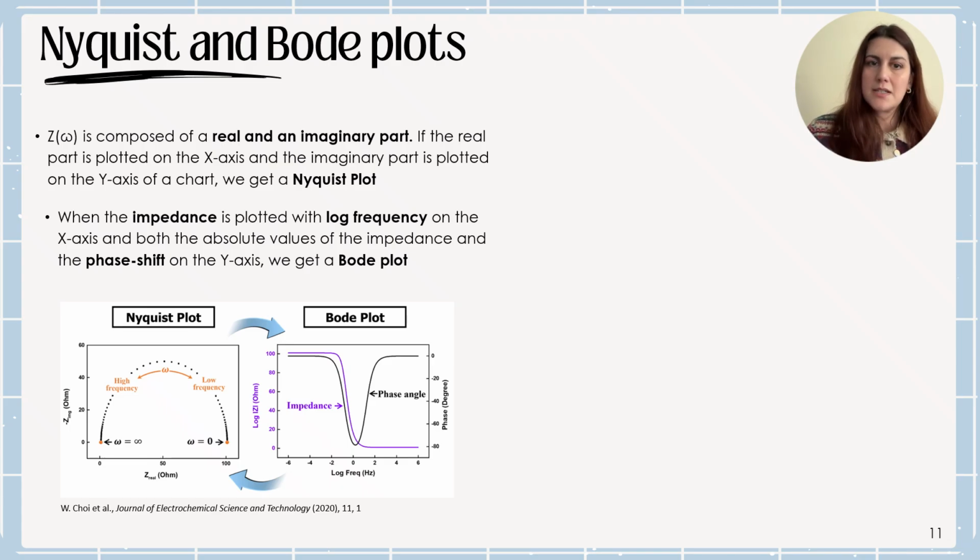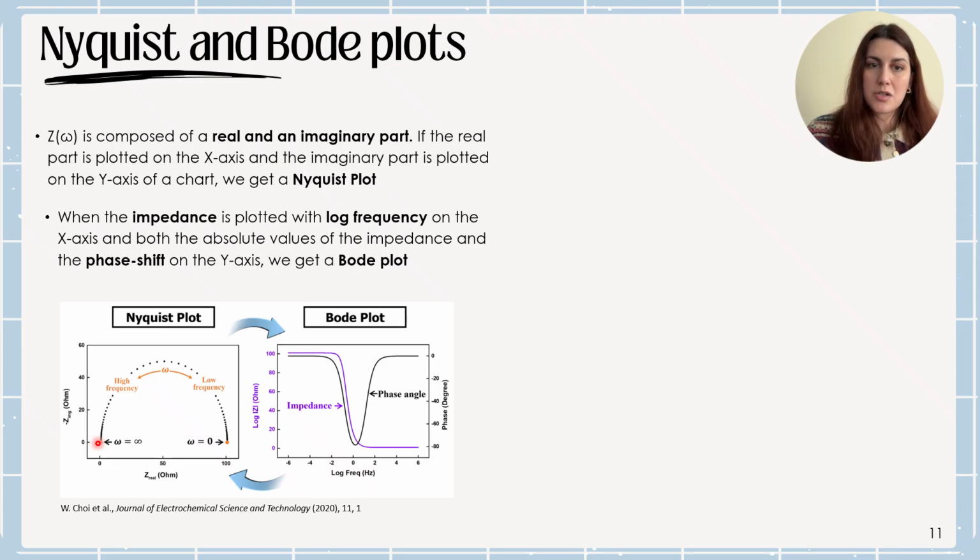Now, once impedance data has been collected using electrochemical impedance spectroscopy, the next step is to visualize and interpret the results. Two of the most common ways to represent impedance data are the Nyquist and Bode plots. As we discussed earlier, impedance is a complex quantity, meaning it has both a real and an imaginary component. These components represent different physical processes occurring in the electrochemical system. In a Nyquist plot, the real part of the impedance is plotted on the x-axis, while the imaginary part of the impedance is plotted on the y-axis.